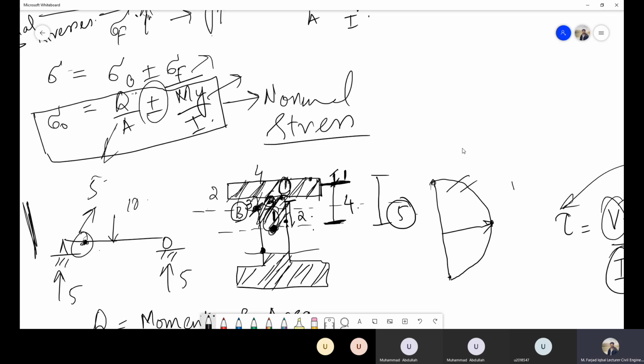Yes. Even for the rectangular shape, it would remain the same. For example, if you are at this point, the area above this one is 0, so the stress will be 0. If you are at the center, you have the maximum stresses, and if you are at the bottom, you will have again 0, and the diagram will remain the same.